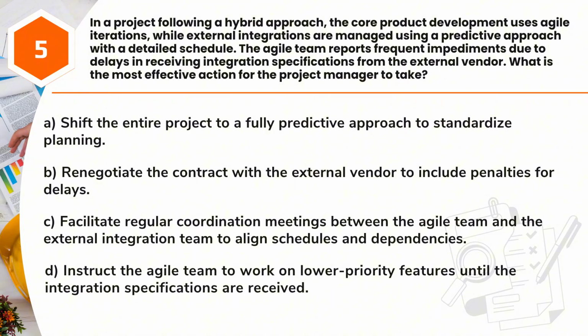A. Shift the entire project to a fully predictive approach to standardize planning. B. Renegotiate the contract with the external vendor to include penalties for delays. C. Facilitate regular coordination meetings between the Agile team and the external integration team to align schedules and dependencies. D. Instruct the Agile team to work on lower priority features until the integration specifications are received.